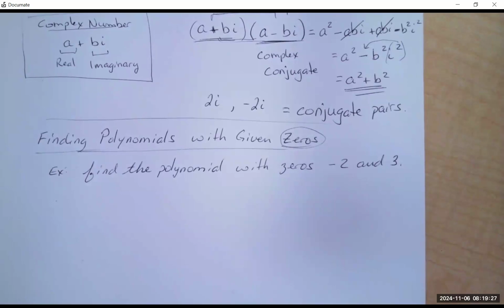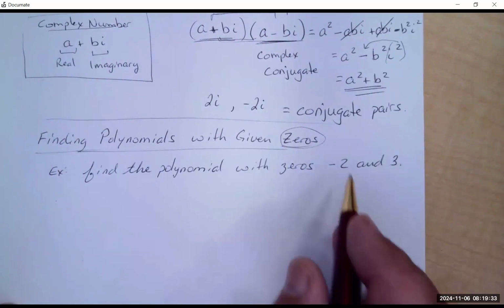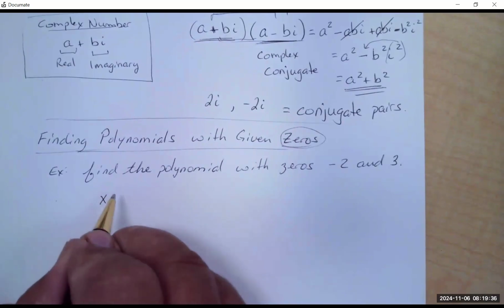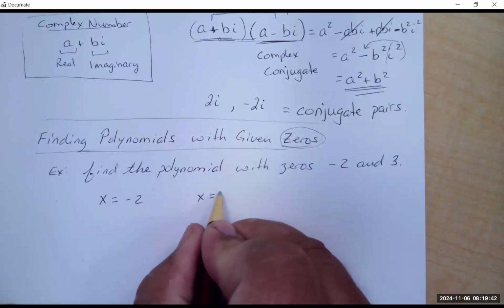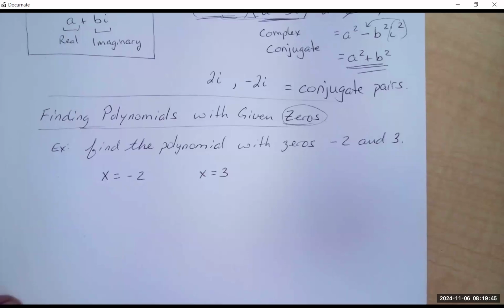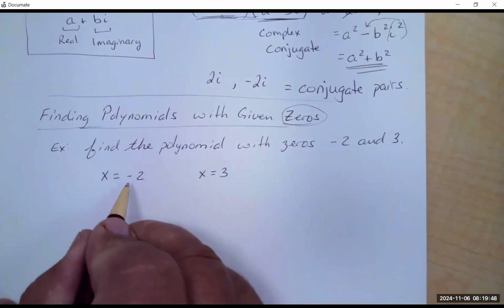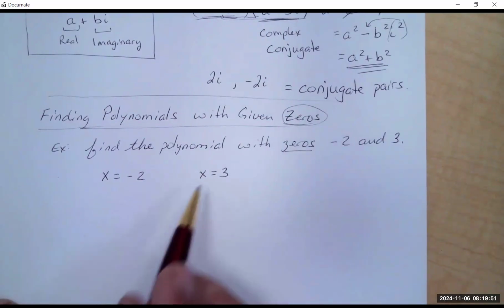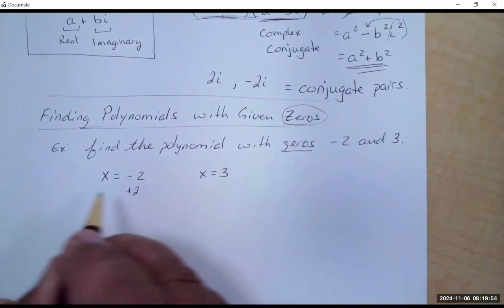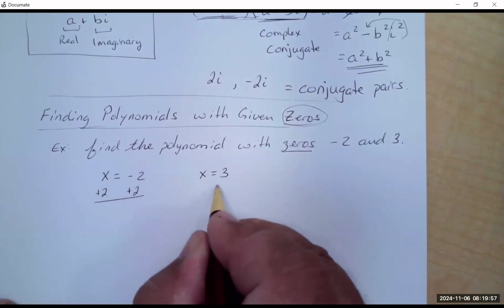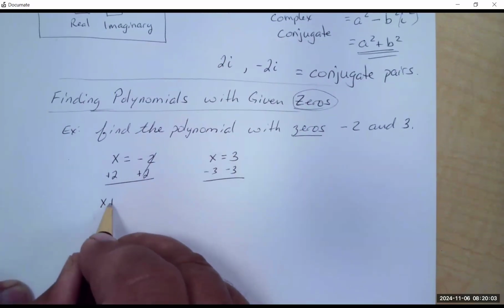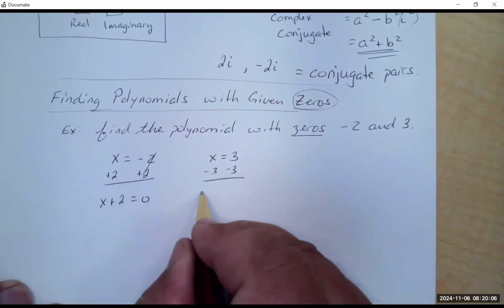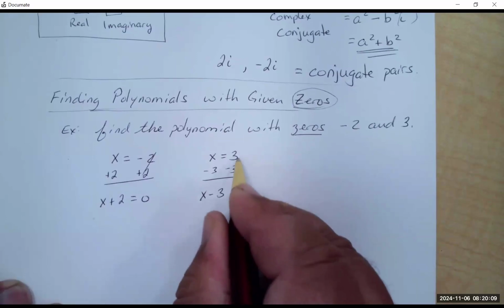What we're doing here, we're working backwards. I gave you the x-intercepts. They're my zeros. So what I know here is that x equals -2 and x equals 3. Those are my solutions. Since they're zeros, I have to make these equal 0. So I subtract 2 from both sides, I add 3 to both sides. So we have x plus 2 equals 0. X minus 3 equals 0.